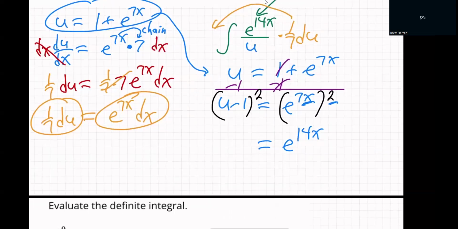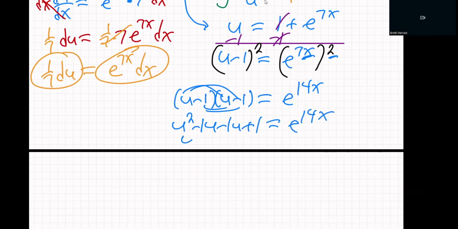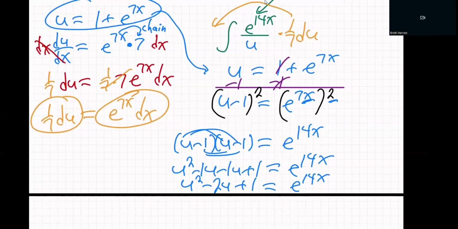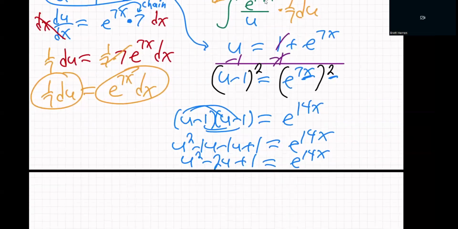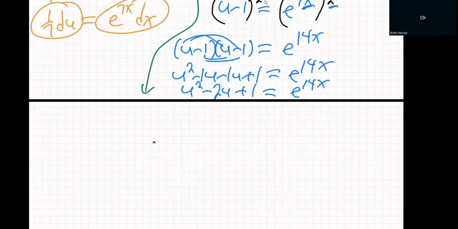And that's u minus 1 squared, which is what? That means u minus 1 times u minus 1. Are you tracking with me? So I can distribute that. That's u squared minus 1u, minus 1u plus 1, negative 1 times negative 1, is e to the 14x. That means u squared minus 2u plus 1 is e to the 14x. Oh. So I can replace, so that where we're at, we grab this integral and bring it down. We have integral of e to the 14x on the top.